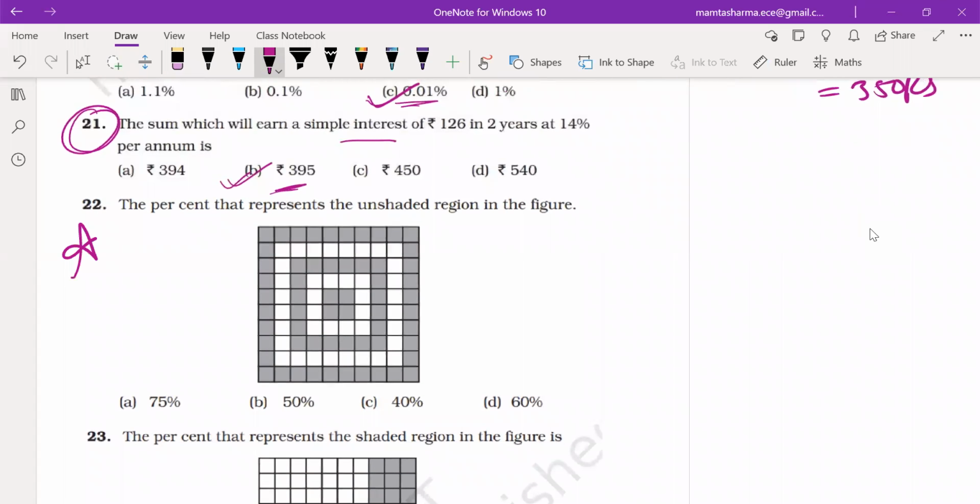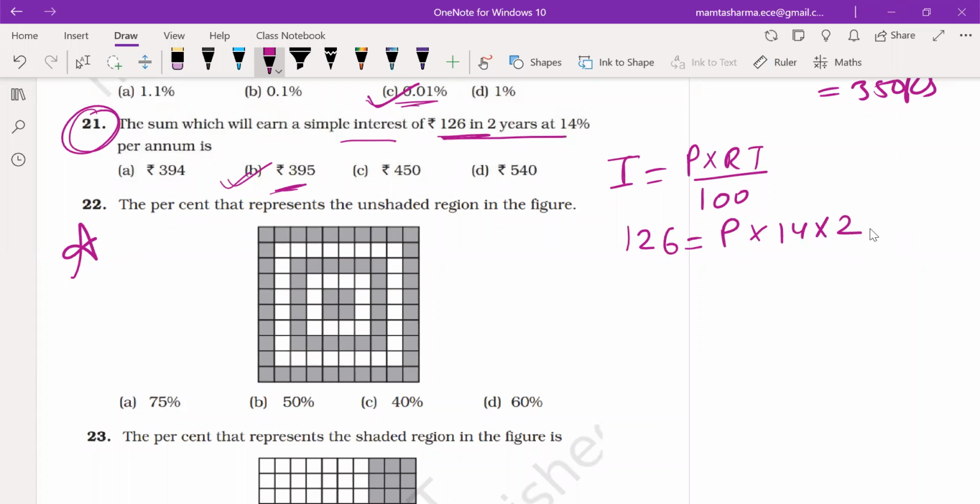Aisha, this question is for you. How did you get the 395? Ritvik Nimala. The interest would be PRT, principal amount into R into T by 100. So you have to find out P. Interest is 126. P is unknown. R is 14%. T is 2 years, divided by 100. So find out the P.